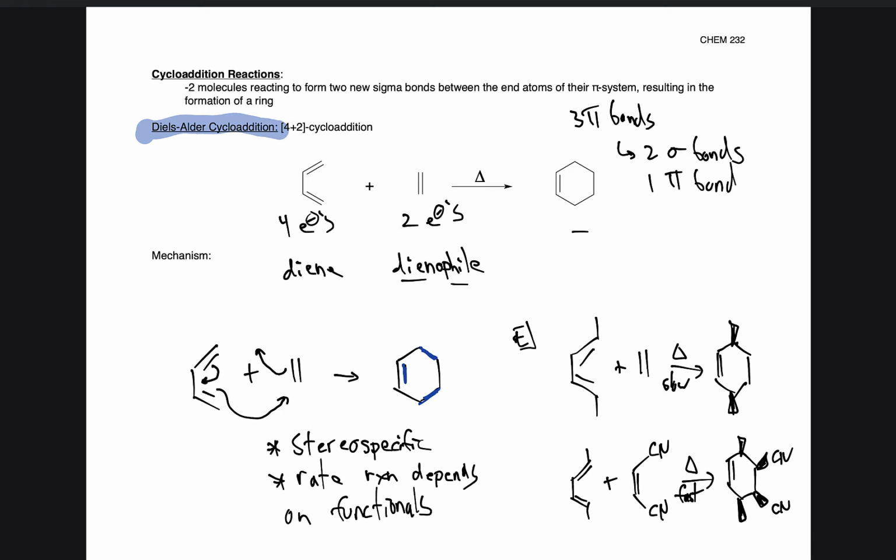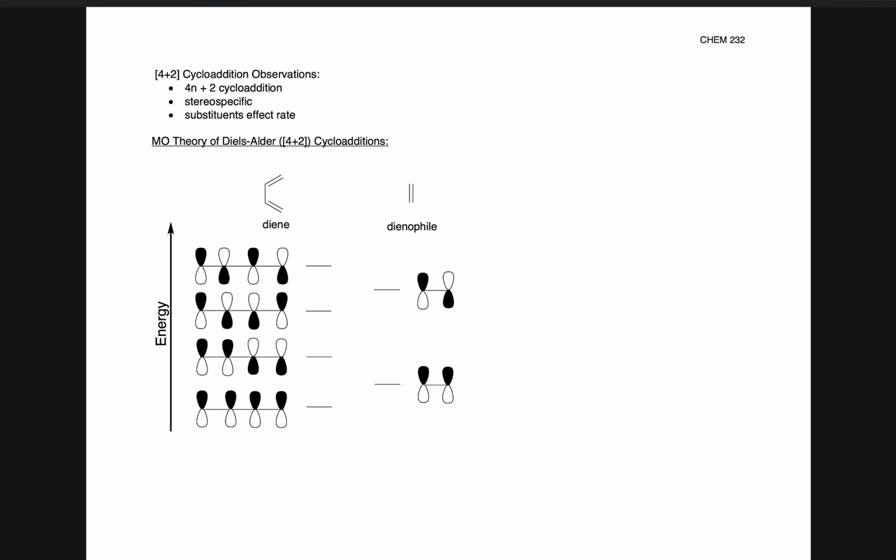Okay, so let's take a look at why this is. If we look at our molecular orbitals here, and we won't be going into the same level of detail as we did with the pericyclic reactions, but I've gone ahead and drawn in these MOs here for us, because we've covered this ad nauseam already. So on our diene, we have those 4 molecular orbitals, again 4 electrons, and for our dienophile, we have our 2 electrons.